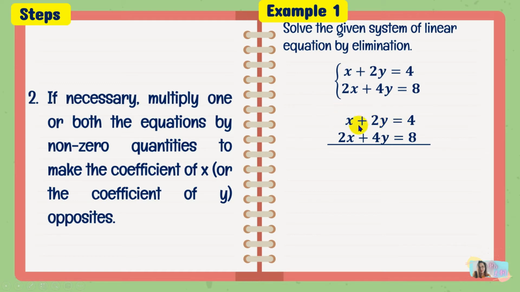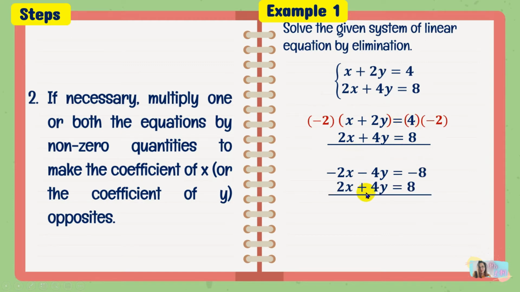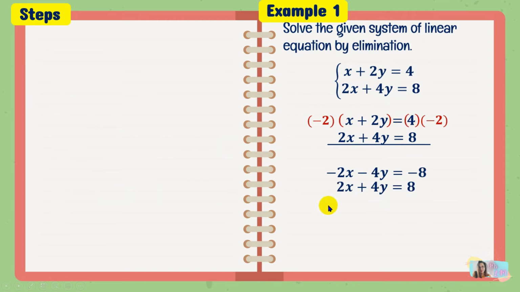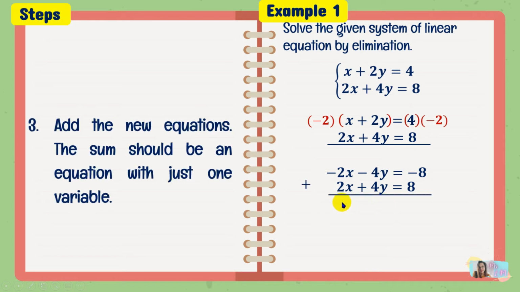Kaya po itong ating first equation, on both sides, magmumultiply tayo by negative 2 para maging additive inverse siya nitong ating positive 2x. So, negative 2 times x, that's negative 2x. Negative 2 times positive 2y, that's negative 4y. And negative 2 times 4, that's negative 8. Then, copy the second linear equation and then we have to add these two linear equations.